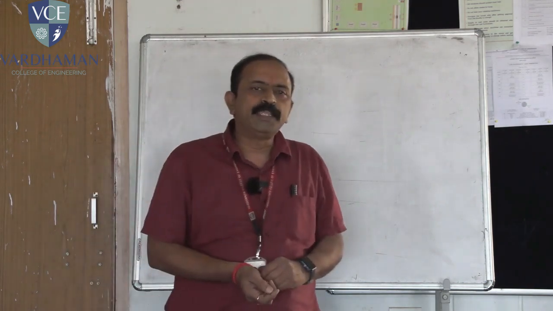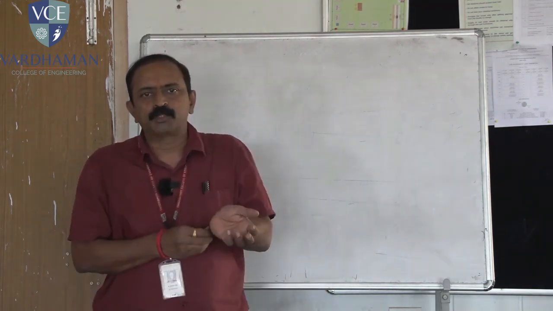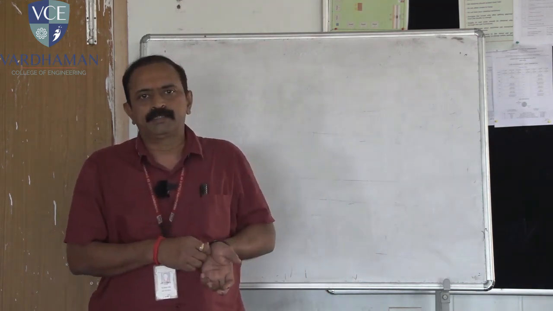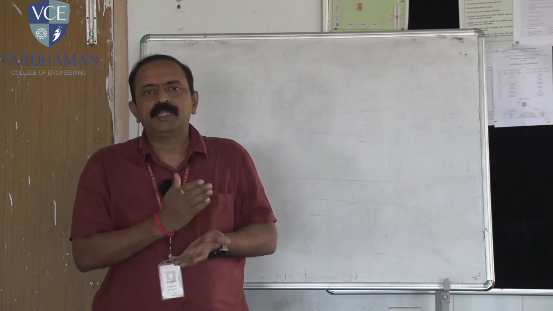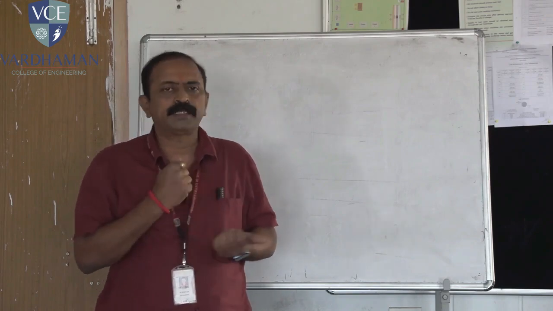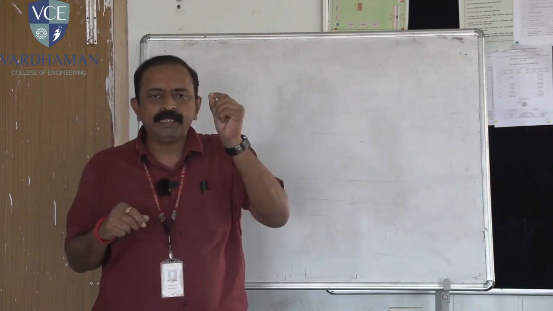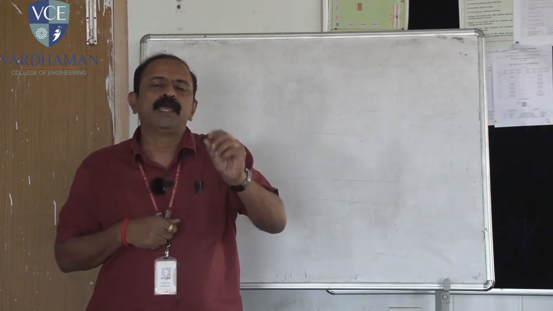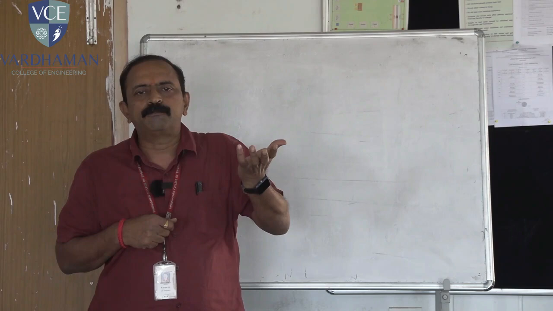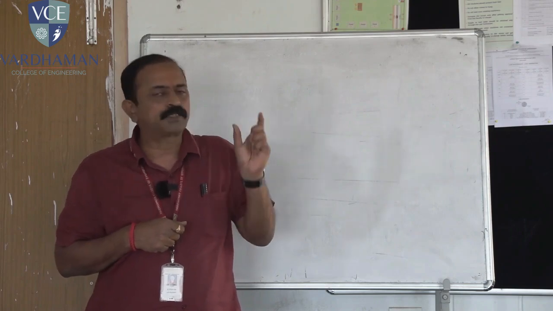Can anyone see current with the naked eye? Not possible. So how do we recognize the current? There are some effects of electric current. The main effect: when current passes through some types of conductors, heat is dissipated in that conductor and comes out in the form of light. That is called the heating effect of electric current.